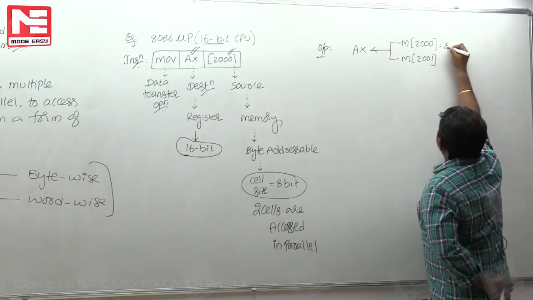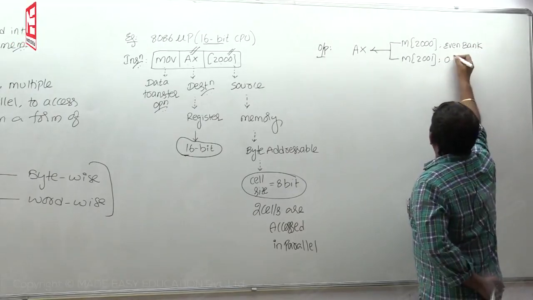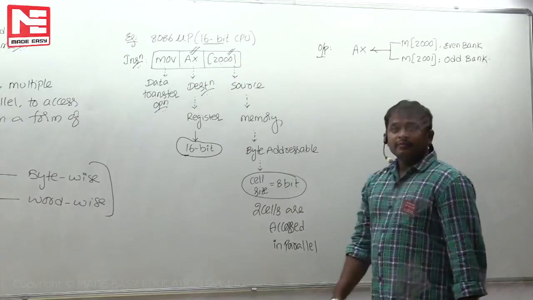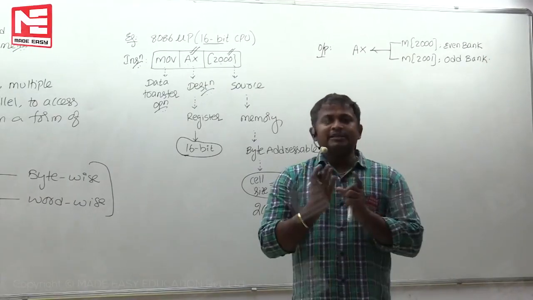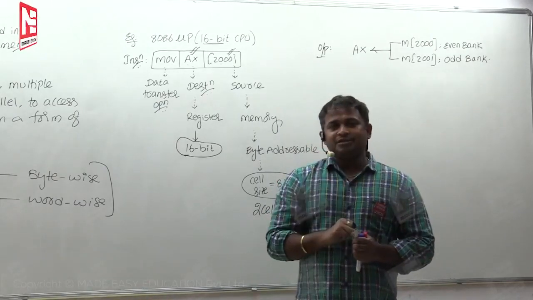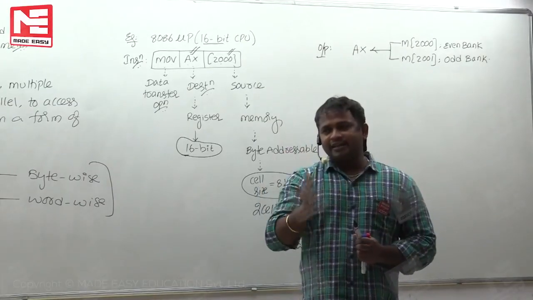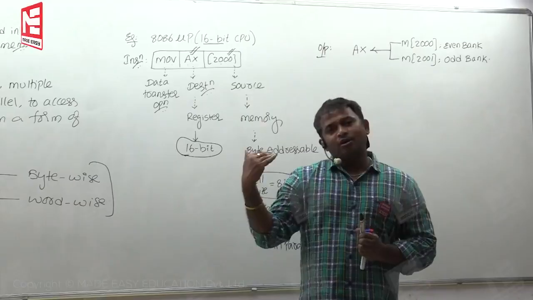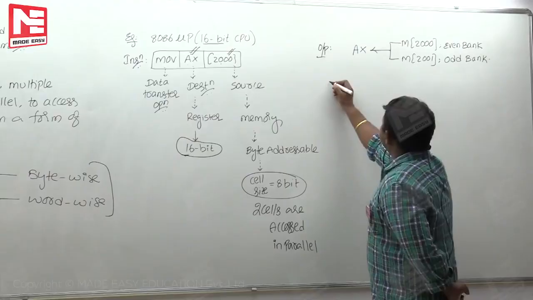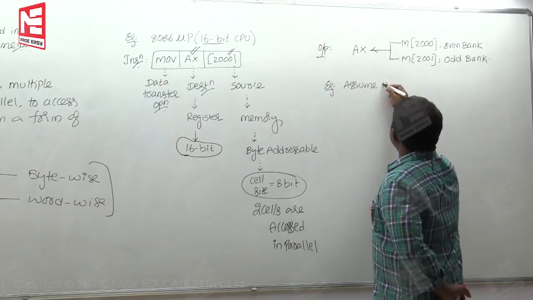So 2000 is an even bank address, 2001 is an odd bank address in the 8086 microprocessor. Interfacing means the memory chip is logically divided into two banks, because two cells of information are needed for the 16-bit CPU. So in one bank, all the even addressed cells are present. In another bank, all the odd addressed cells are present. Is it clear? Now, for example, assume the memory contents.